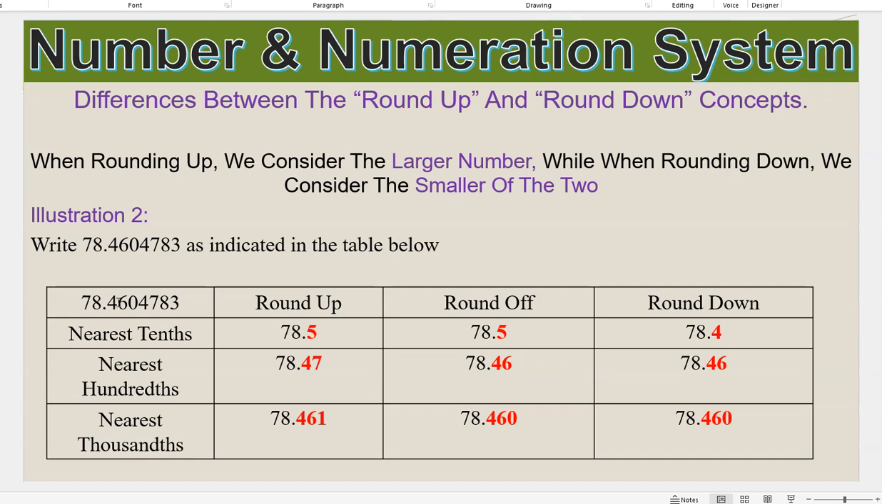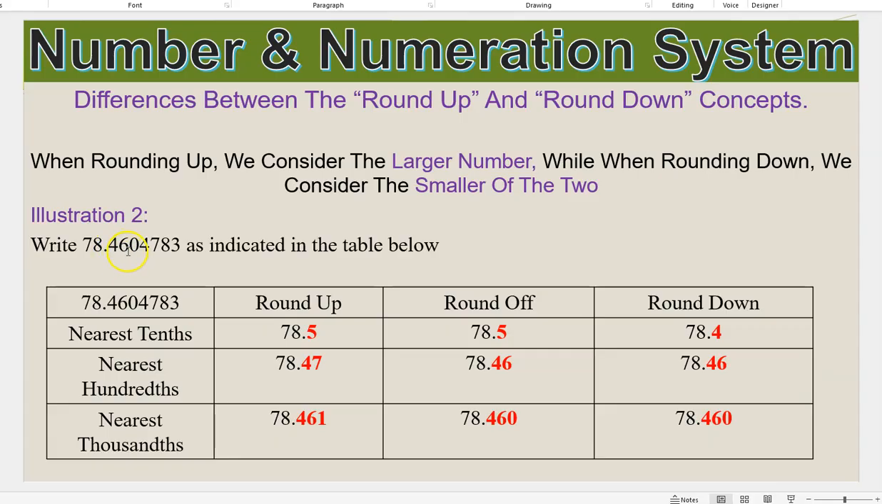Round down. When we are rounding down, we consider the smaller of the two. So 4 and 6, which one is smaller? 4 is smaller. So 78.4 as indicated here. To the nearest hundredths. Remember tenths, hundredths, and thousandths. Hundredths falls on 6. Round up: we consider the larger number. So we add 1 to 6, making 7. So it will be 78.47.